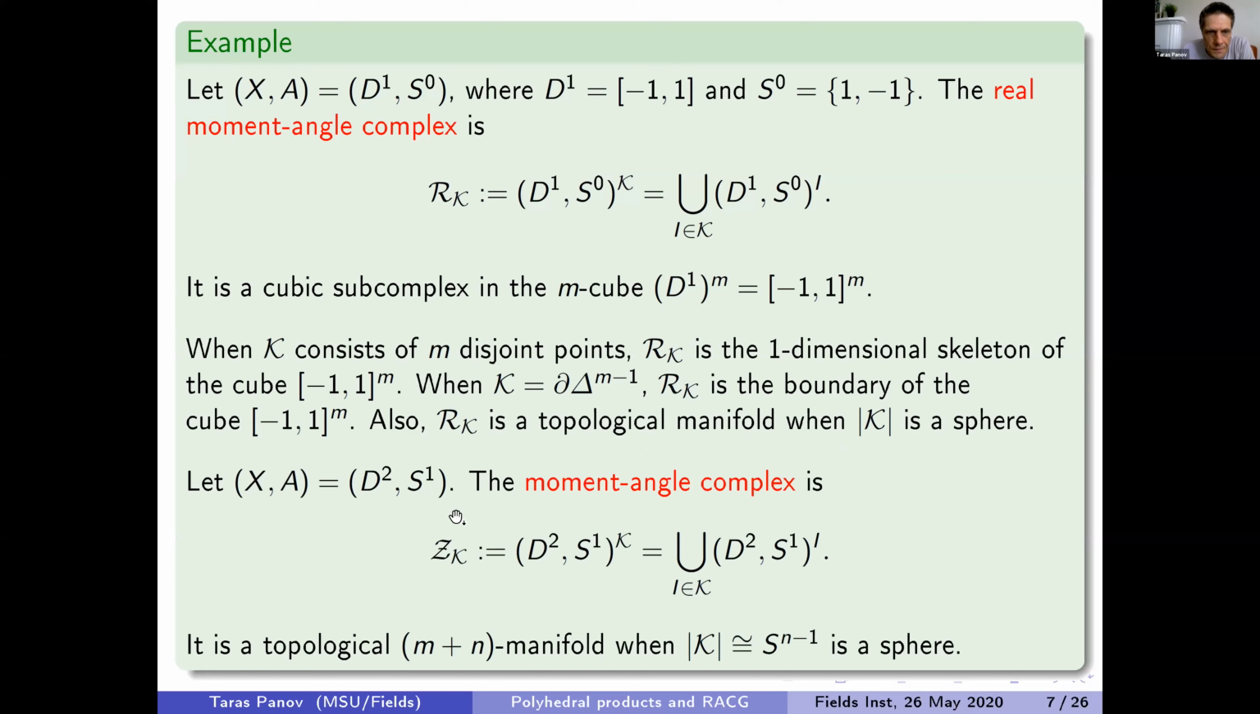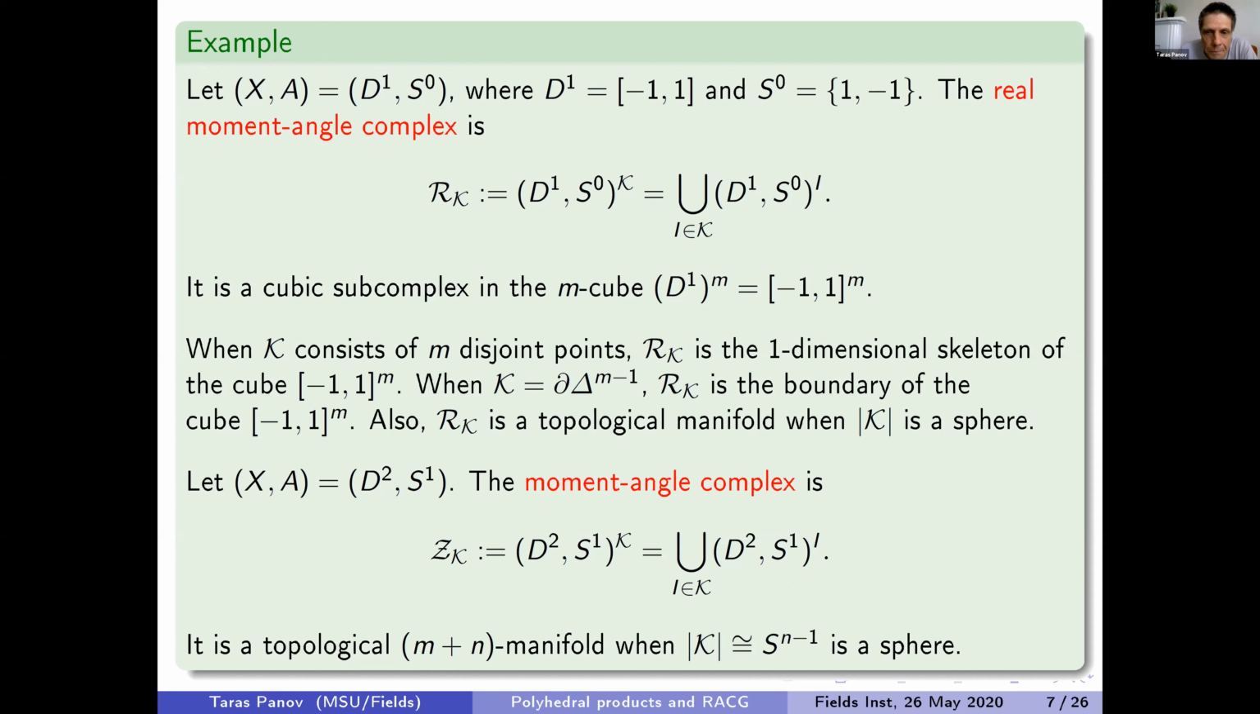There is another version of this space where you replace (D^1, S^0) with (D^2, S^1). This is called the moment angle complex. It has lots of nice geometric structure, but that is a very different story. It's formed of patches of disks and tori, and again, it's a topological manifold when you start with a sphere triangulation. So this is a moment angle complex, and this one is its real version. We call it the real moment angle complex. But there are no angles here, unlike there. So maybe it's not a very good name, but I don't know a better one.